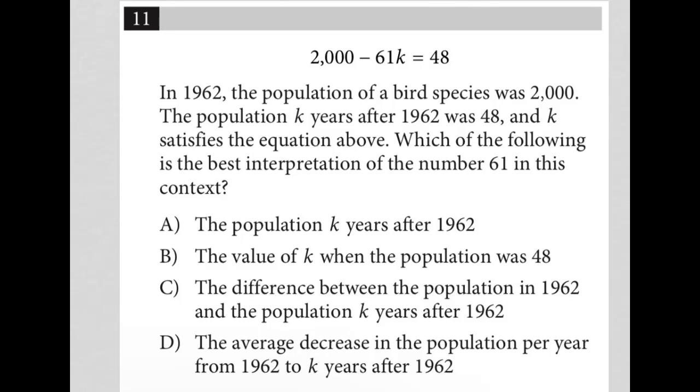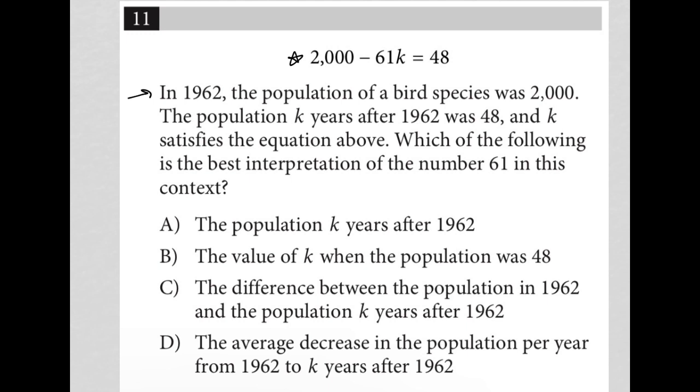So this question starts off by giving us this equation, 2000 minus 61k equals 48. I could simplify that, actually. I'm not going to quite yet because I want to make sure I understand what's going on, but we can definitely subtract 2000 from both sides, divide by negative 61. This is the non-calculator section, though, so that might take some time. So let's just read this and see what we're asked to find.